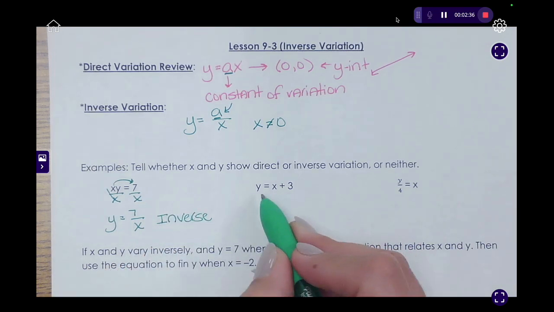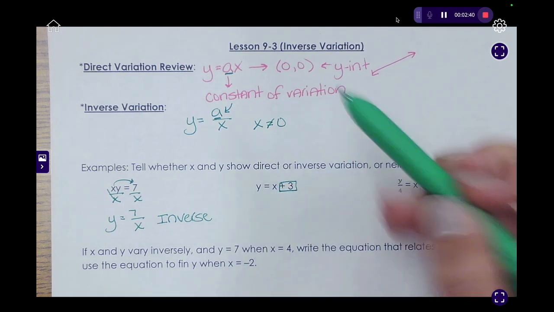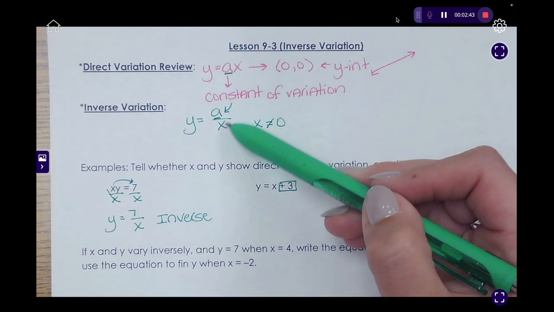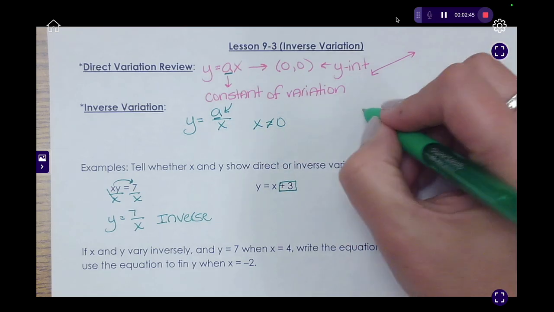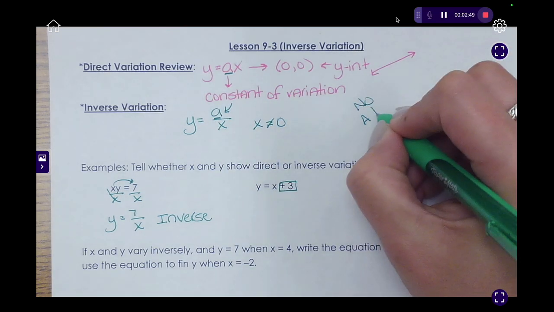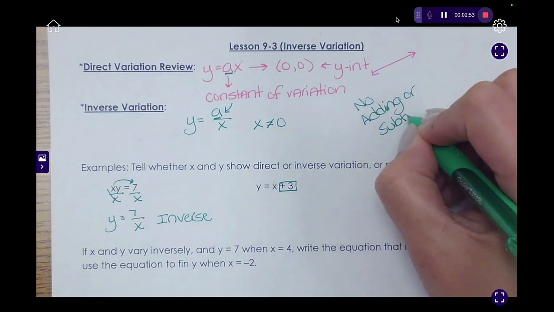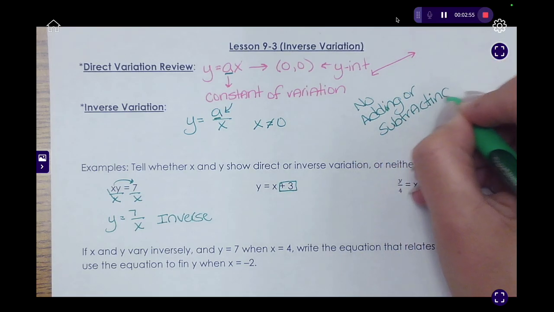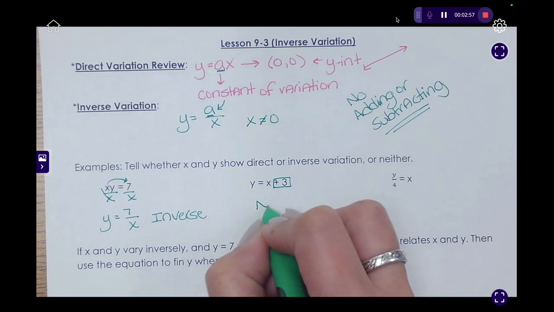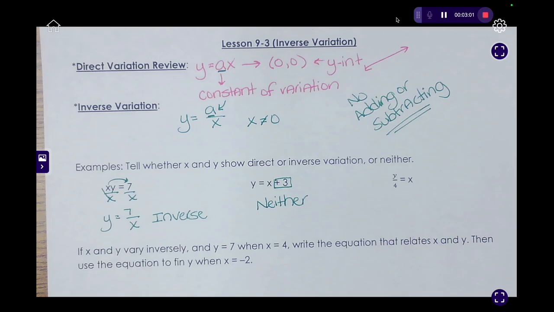Looking at this, y is already by itself. Notice here, I am adding 3. Neither one of these equations has any adding or subtracting. So realize when I'm doing direct or inverse variation, there is no adding or subtracting. As soon as I see that, I know that's going to be neither. So that one doesn't represent direct or inverse variation because of that addition.